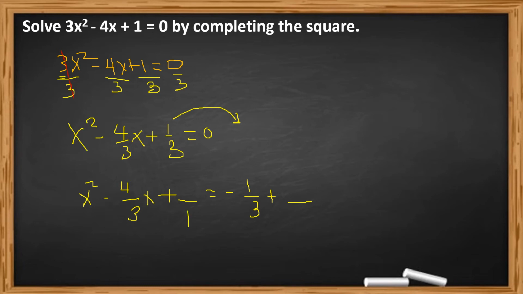Okay, now, hanapin natin kung ano yung nandito sa last term ng perfect square trinomial na yan. So, again, apply natin yung formula na b over 2 quantity squared. So, ano bang b natin dito kanina? That's negative 4 third. Negative 4 third divided by 2, then quantity squared. Okay, tuloy natin dito.